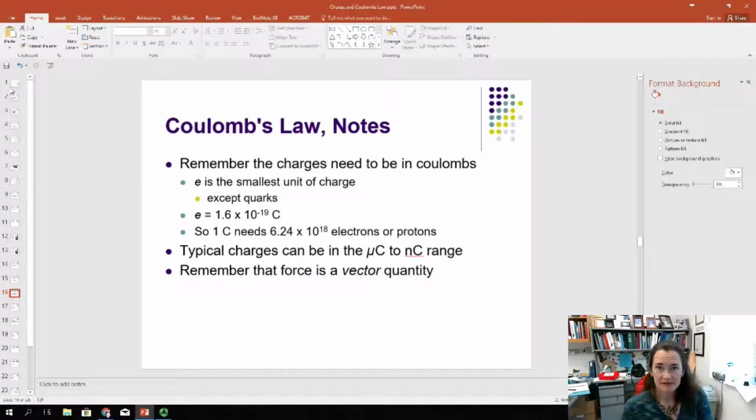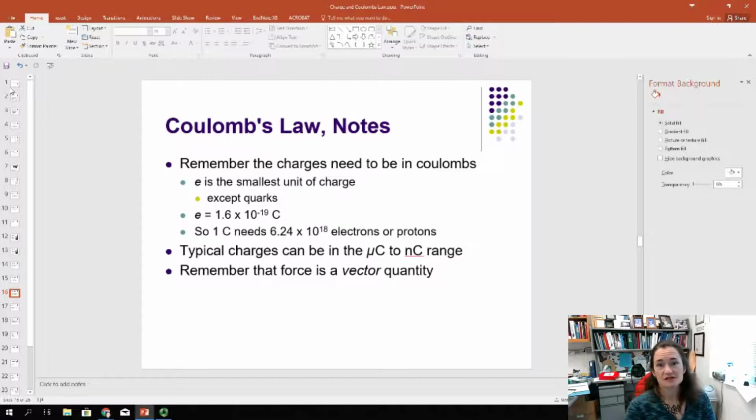Remember that, as I said, the coulomb is a ridiculously large unit of charge. Everyday charges are more on the order of microcoulombs to nanocoulombs, somewhere in there. And so you'll need to remember your SI prefixes, micros 10 to the minus 6, nanos 10 to the minus 9, and plug it in this expanded form when you do that.